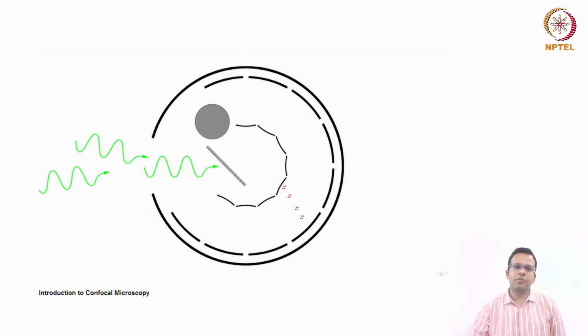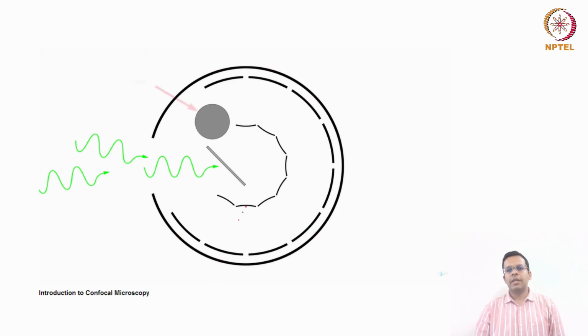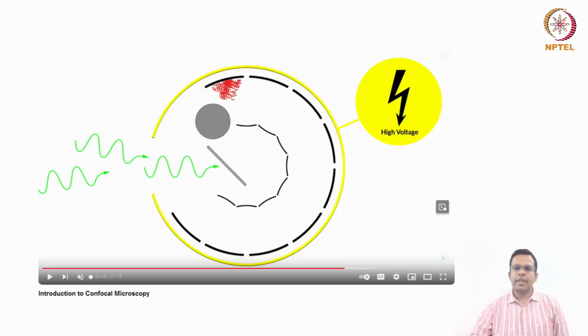So this is the role of the photomultiplier tube: to amplify your electronic signal. Another important concept here: generally in the confocal microscope, you will see that the software has a button to increase the gain. So what is the gain in a confocal microscope? Gain is nothing but increasing the voltage of this photomultiplier tube.